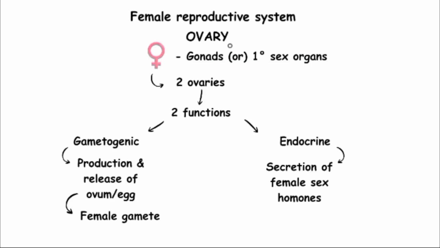Female reproductive system: ovary. The female reproductive system has gonads, or primary sex organs. The female has two ovaries. The ovaries have two functions: gametogenic and endocrine. Gametogenic is the production and release of the ovum, or egg, which is called the female gamete. The endocrine function is the secretion of female sex hormones.